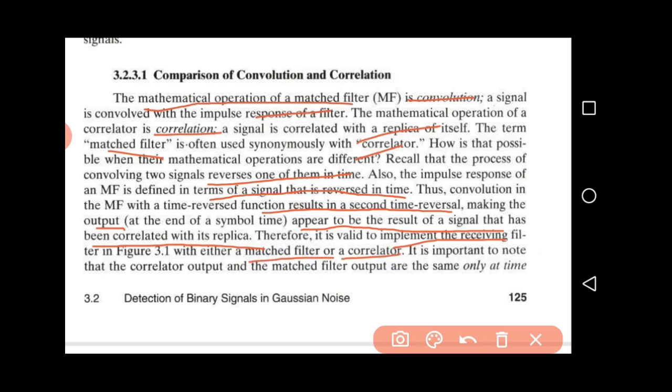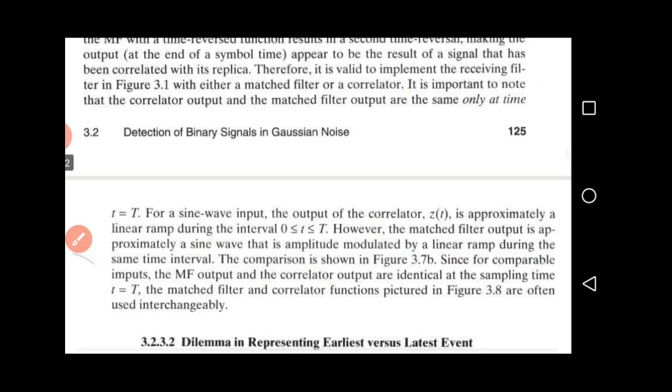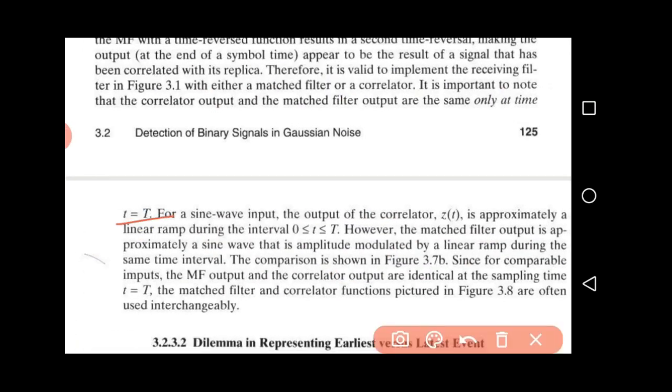It is important to note that the correlator output and the matched filter output are the same only at a time t equal to T. For a sine wave input, the output of the correlator z(t) is approximately a linear ramp during the interval 0 to T. However, the matched filter output is approximately a sine wave that is amplitude modulated by a linear ramp during the same time interval. The comparison is shown in figure 3.7b. Since for comparable input, the matched filter output and the correlator outputs are identical at the sampling time t equals T.